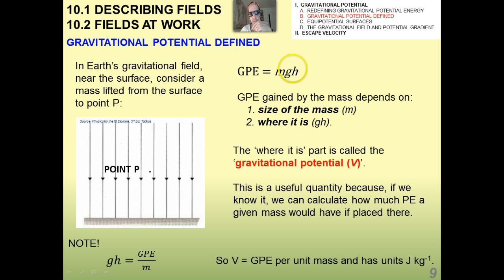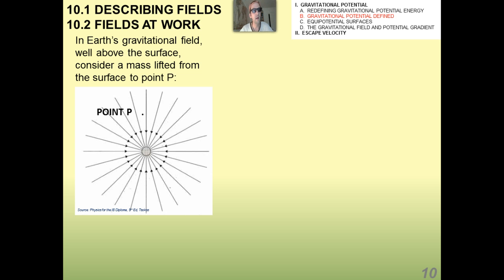So if you solve for gh, you divide both sides by m. V is the GPE per unit mass, and that's what it is. Gravitational potential is the amount of energy per unit mass that an object would have if placed at that spot in a field. Therefore, its units are joules per kilogram. It's an energy per unit mass. Now, well above the surface, if you consider a mass lifted from the surface to point P, we just found out that gravitational potential, gh, is the GPE over m.